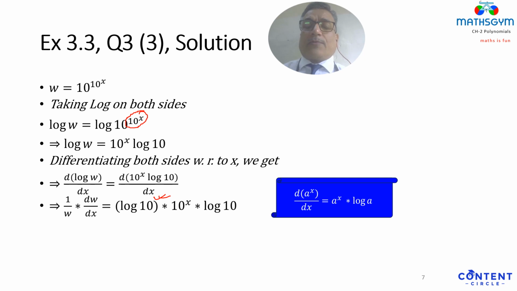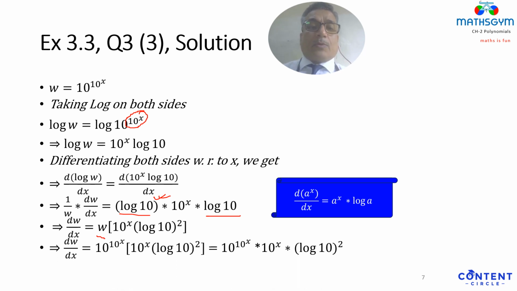And how do we get it? That's the formula. We know d dx of a to the power x is a to the power x log a, and applying the same rule, we have got the solution out here. So dw by dx is equal to w times 10 to the power x. You see, this log 10 and log 10 can be combined, and it becomes log 10 whole square. Now let's replace the w. So dw by dx is equal to 10 to the power 10 to the power x into 10 to the power x into log 10 whole square. Rearranging and just writing it neatly.